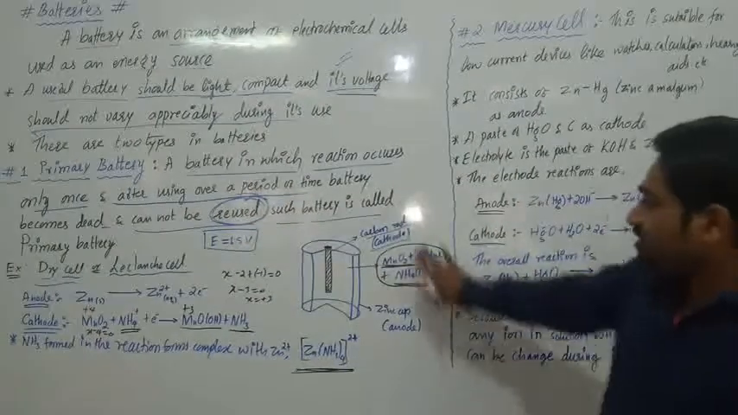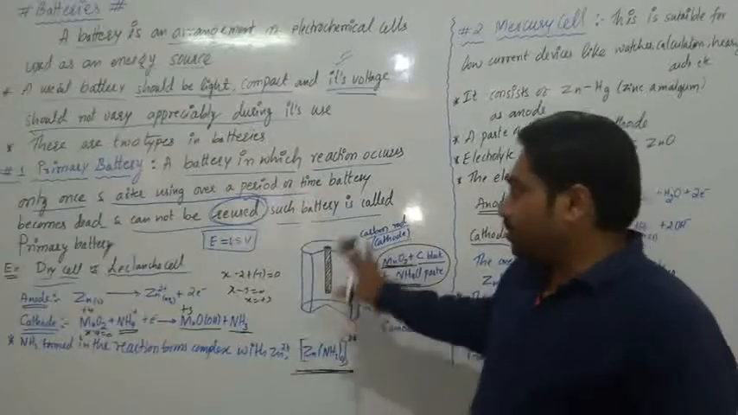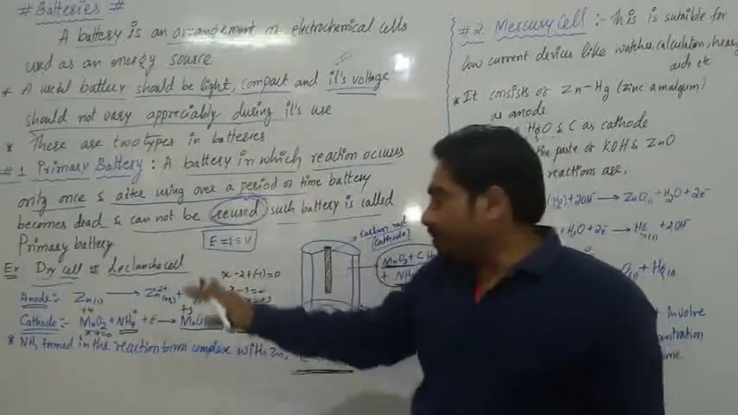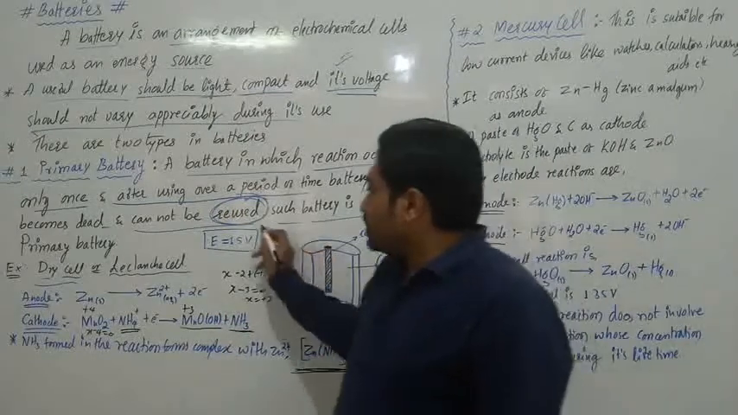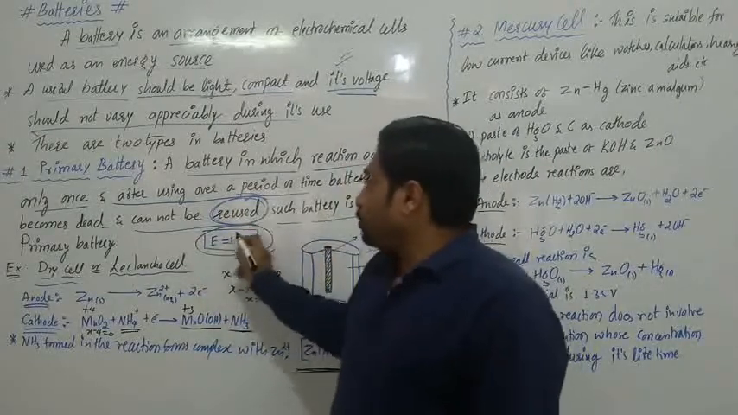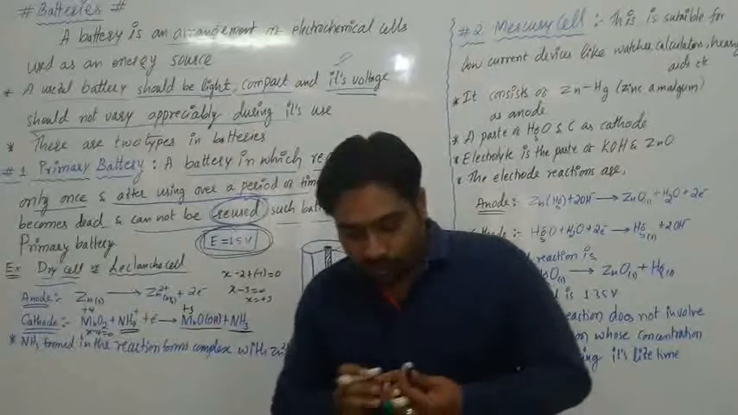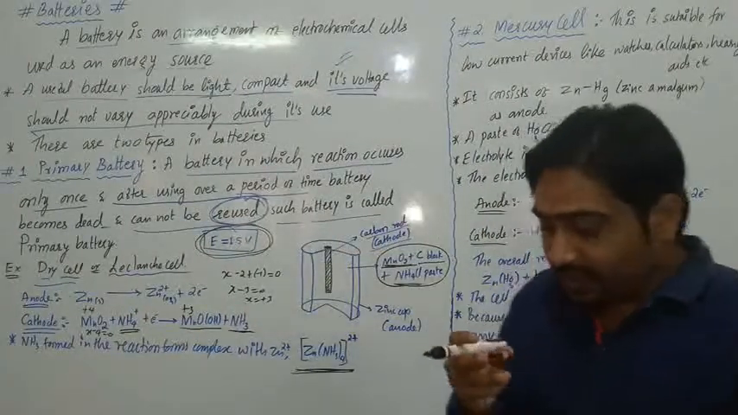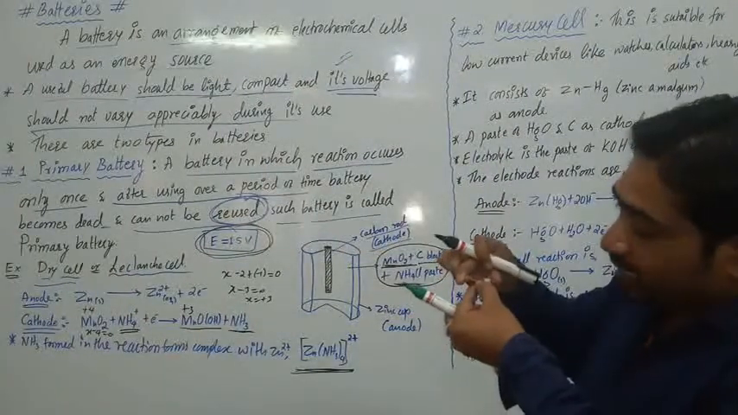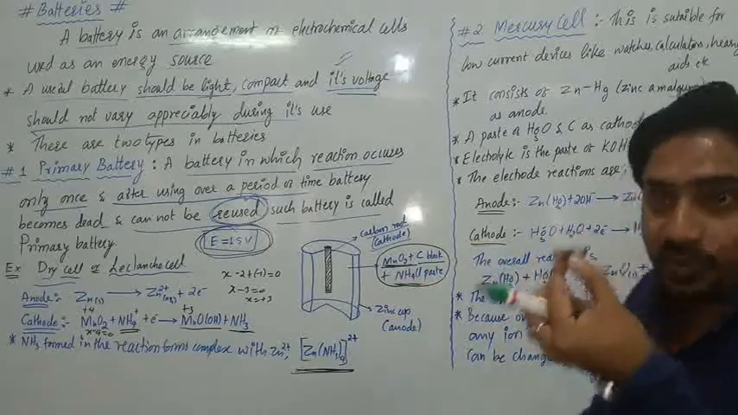Okay, so this is about the dry cell, the first example of a primary battery. The potential of this battery is around 1.5 volts. In each and every cell they will mention the voltage as 1.5 volts.